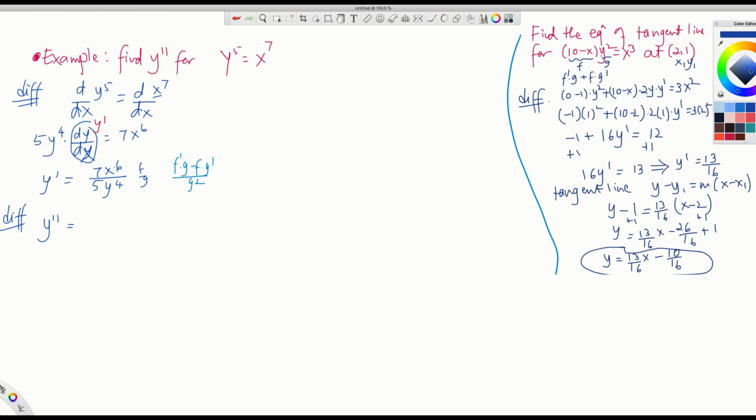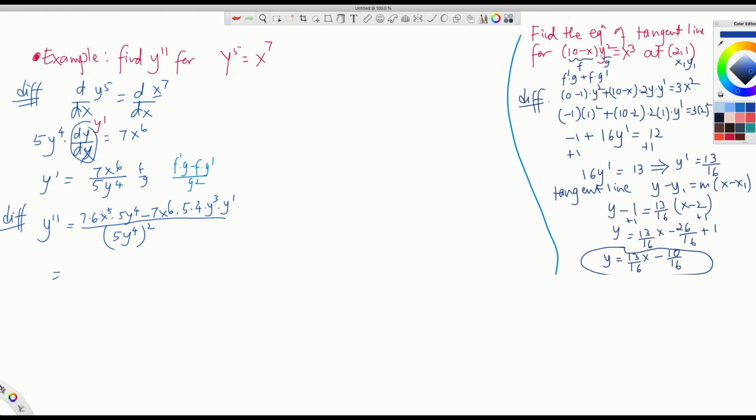So f prime is the derivative of the top. That is 7 times 6 times x to the 5 times g, which is 5y to the 4, minus f, which is 7x to the 6, times g prime. g prime is 5 times 4 times y to the 3 times y prime, because when you differentiate anything other than x, you need to multiply by y prime. Then divide by 5y to the 4 all squared, right? That's the formula.